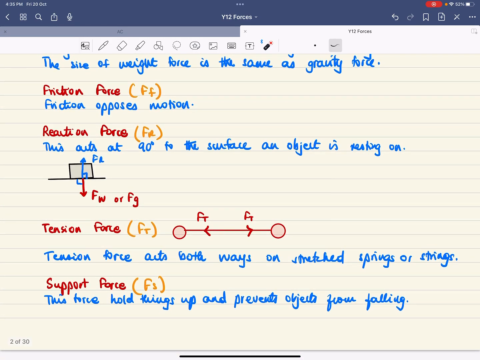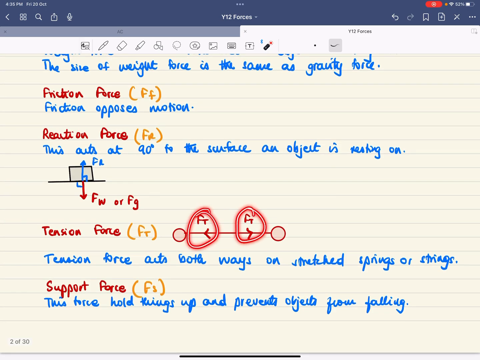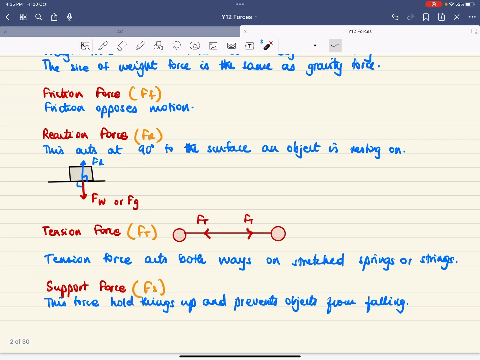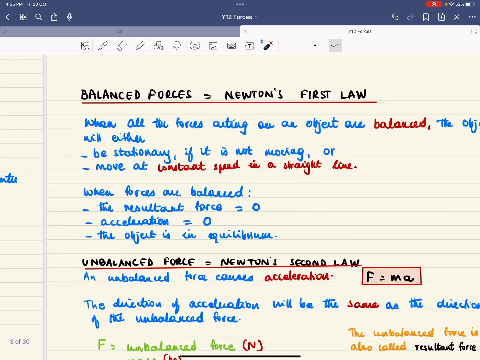Tension force acts both ways on stretched springs or strings, so the size of the tension force is the same, but one is acting this way, and the other is acting the other way. Support force holds things up and prevents objects from falling.